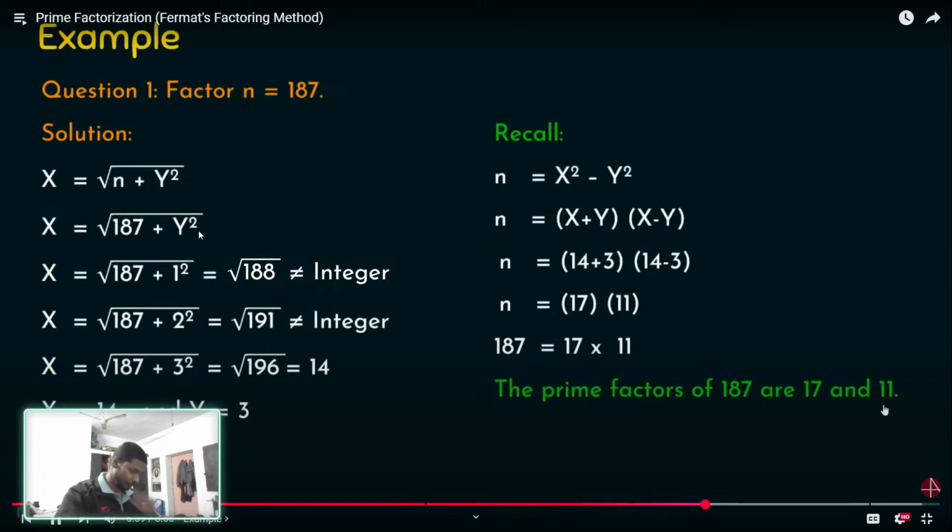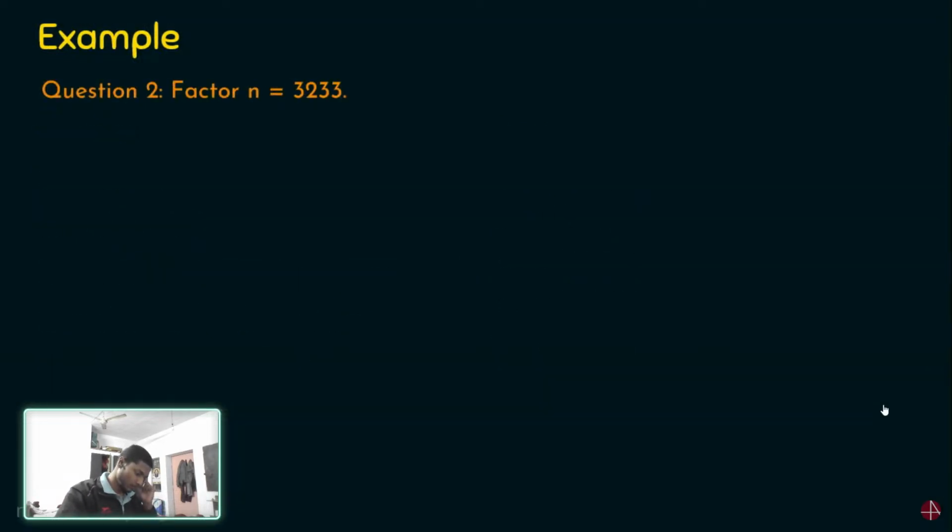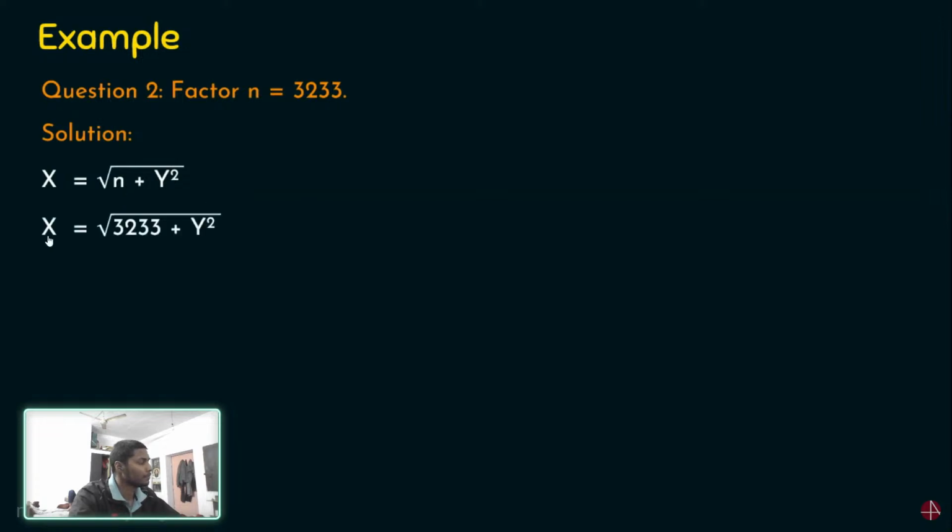And 11. Let's see one more example. Let's see example number 2. Factor n is equal to 3233. Let's solve this now. We know the formula is x is equal to square root of n plus y square. We will apply the value of n here in this equation. We get x is equal to square root of 3233 plus y square.